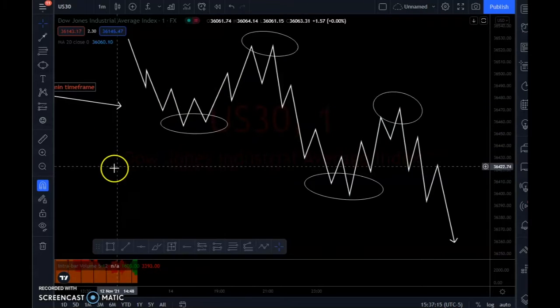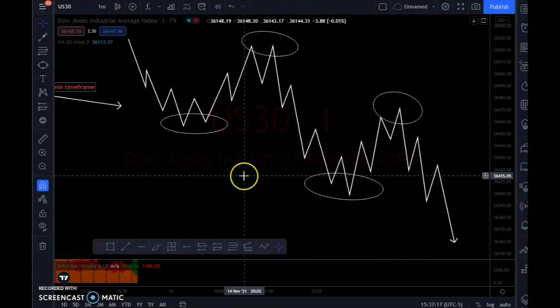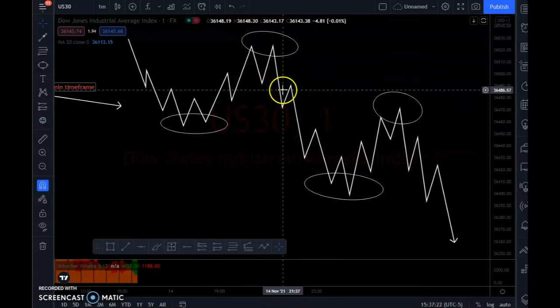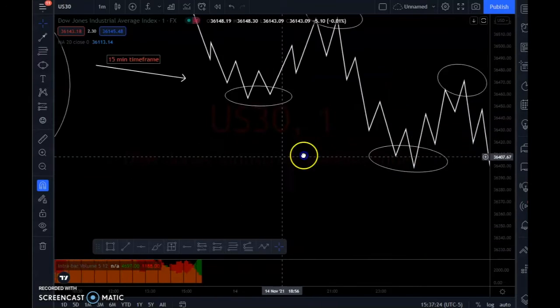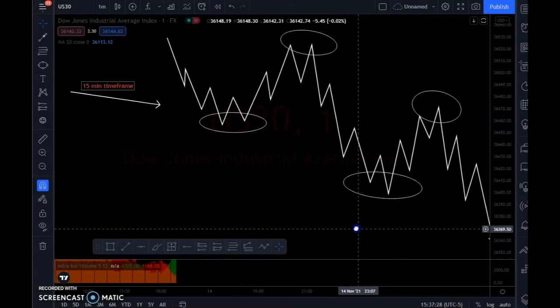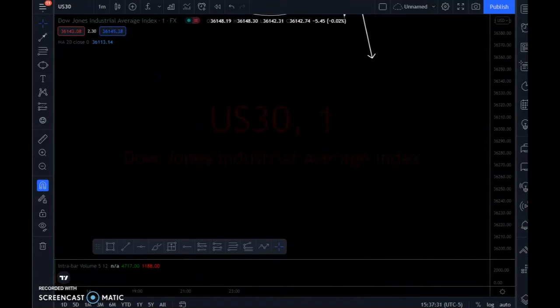And even on the 1 minute, it will do the same thing. Each of these will have its own market structure. So let's take a look at the real chart.